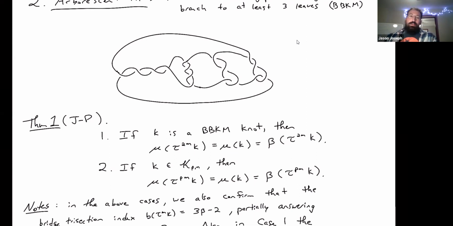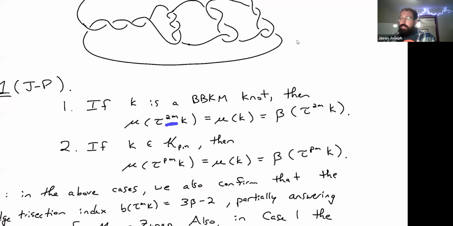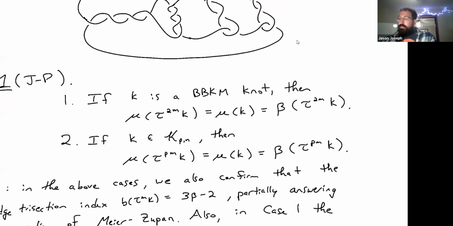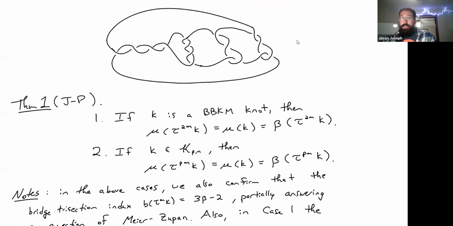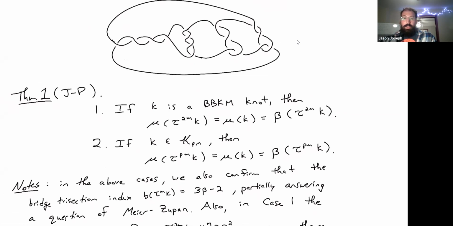And if you take K to be in this fancy KPN family I haven't defined yet, then you can do other kinds of twist spin. So this was only for even. Now P can be any integer. So you can get odd twist spun knots with nice quotients.